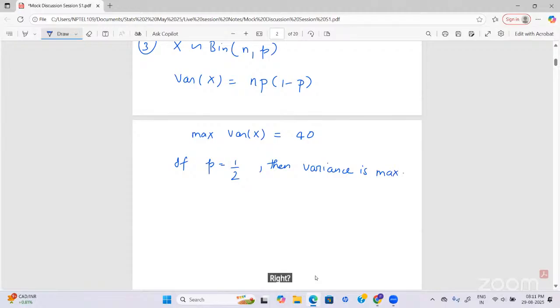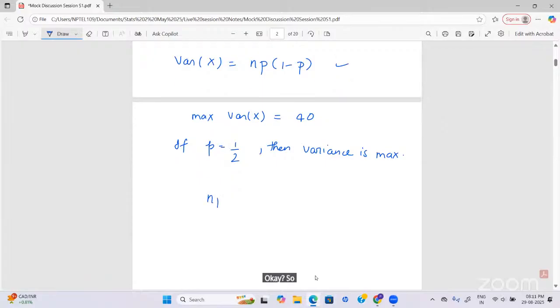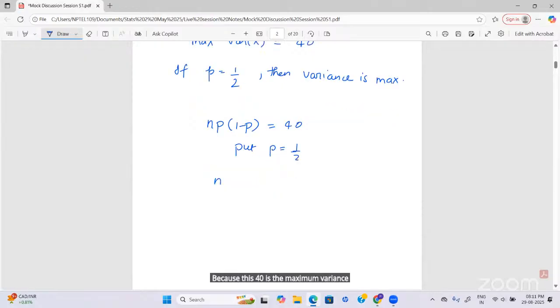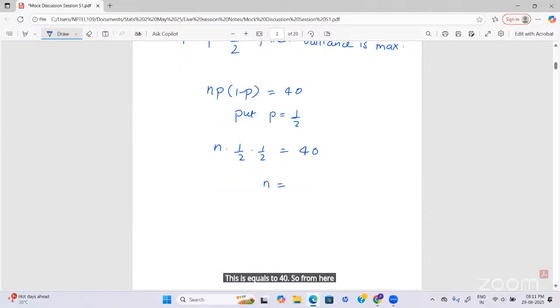So now in this formula, we can put the value of p. So np(1 minus p) is equal to 40. Now we put p equal to 1 by 2 because this 40 is the maximum variance. So here n into 1 by 2, and 1 minus 1 by 2 will also be 1 by 2. This is equal to 40. So from here, the value of n will be 40 into 4, so this will be 160. Okay, is this clear to everyone?